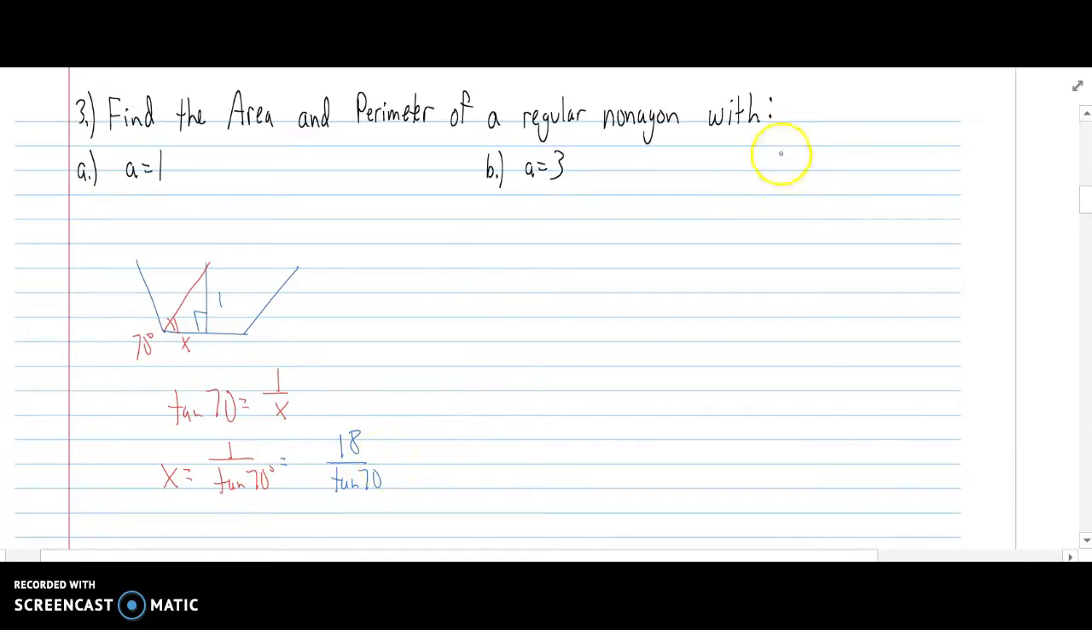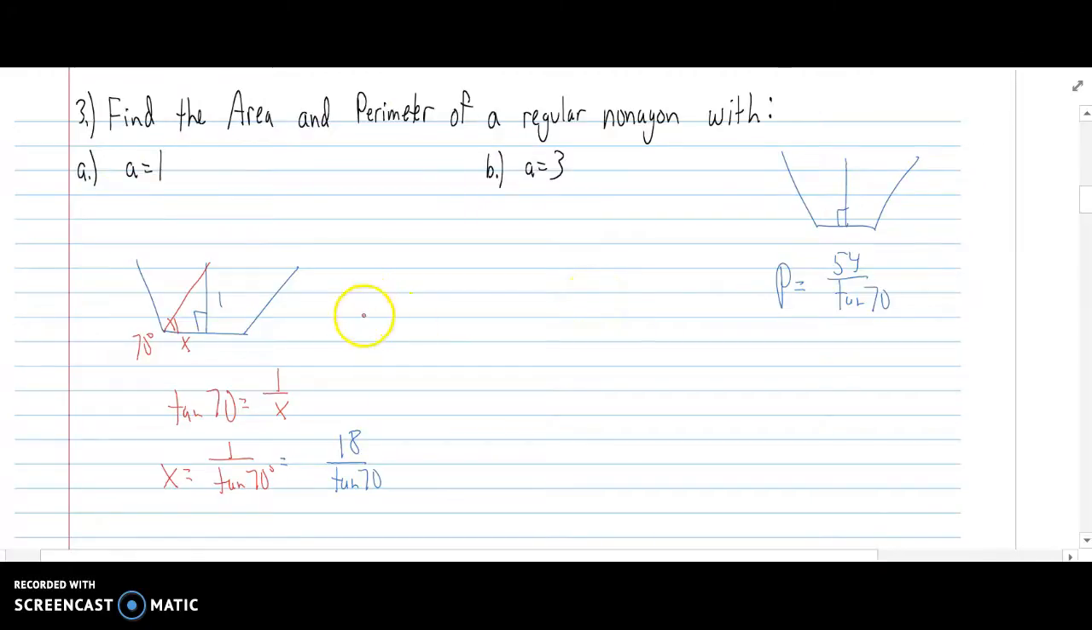I might as well go to the other one that has the apothem of 3. The process is going to be exactly the same, except the x value will be 3 times bigger, which means that the perimeter is also 3 times bigger. So the perimeter in this one is going to be 54 over the tangent of 70. Perimeter is a linear measurement. Whatever the ratio of the corresponding sides is also going to be the ratio of the perimeters.